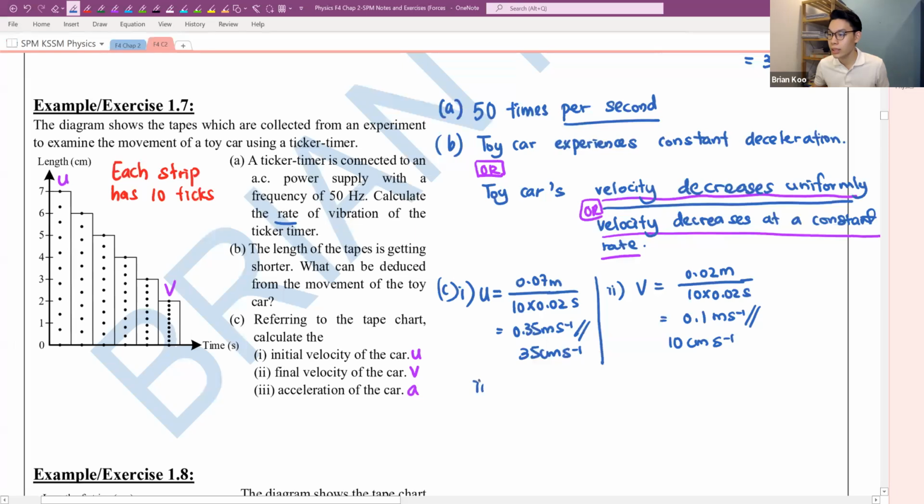Last one, maybe I write down here, since down there got space. This one got 1, 2, 3, 4, 5, 6 strips, but you count only 5. Okay, 5 strips. And then each strip got how many? We have 0.02 times 10, or 10 times 0.02. That will be in seconds, so meter and second. Okay, let me count and see.